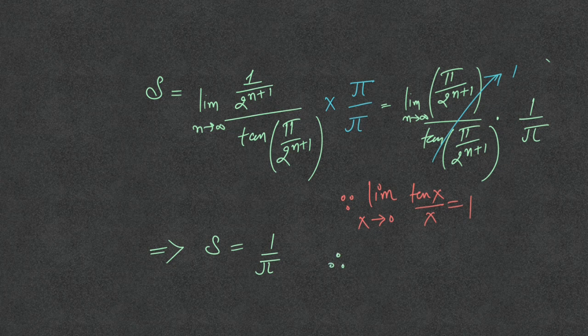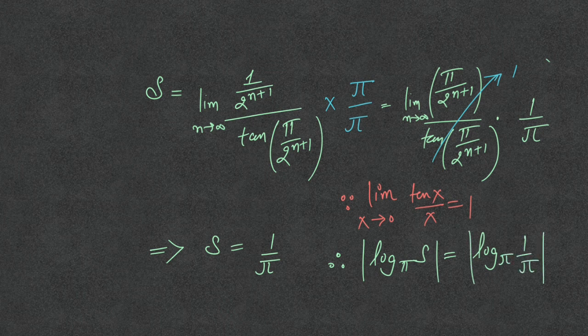Therefore log of s with base pi modulus is equal to log of 1 upon pi with base pi modulus is equal to minus 1 mod, which ultimately becomes 1.